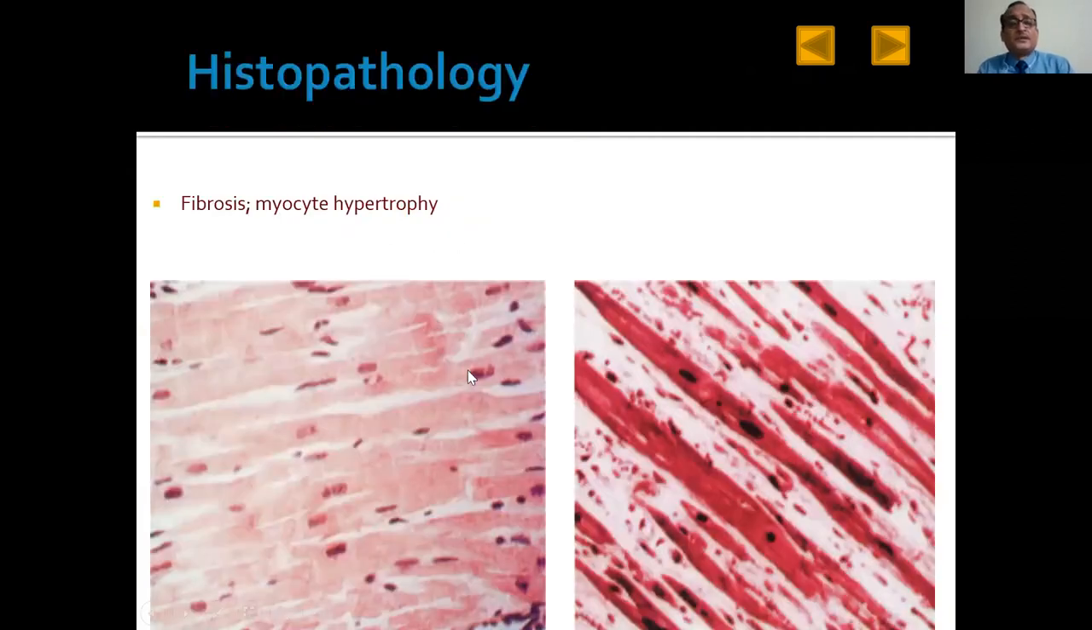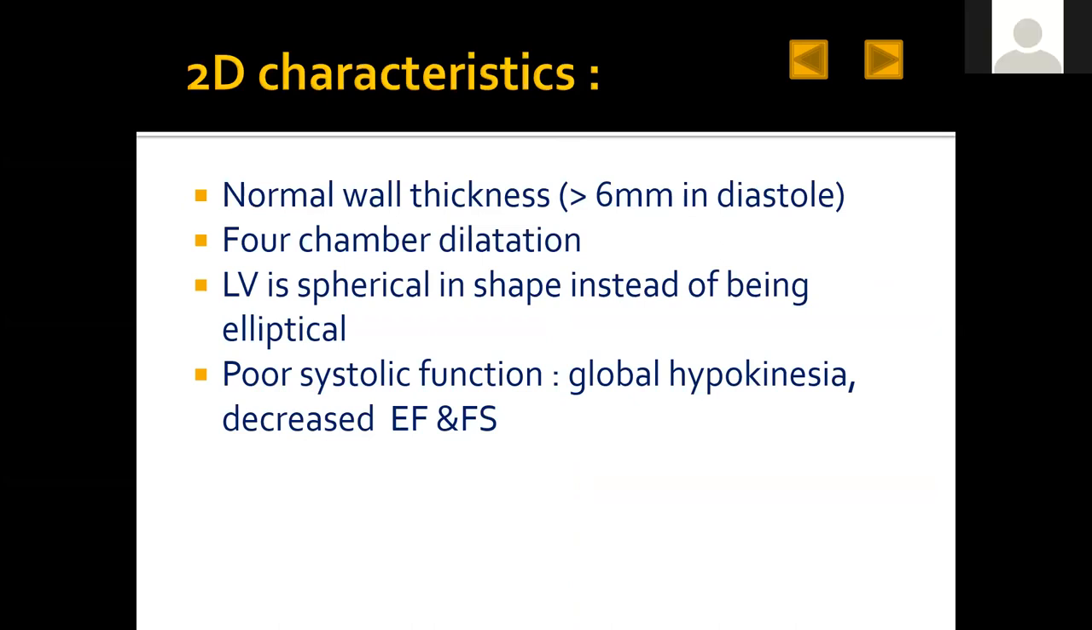Histopathology. This is the histopathology of normal cardiac muscle. And this is the histopathology of a patient who died of dilated cardiomyopathy. In between the strands of cardiac myocytes, you find fibrous tissue. Remember, friends, fibrous tissue does not contract, and this accounts for the poor contractility of the cardiac muscle in patients of dilated cardiomyopathy. Let us quickly go to the 2D characteristics of dilated cardiomyopathy.